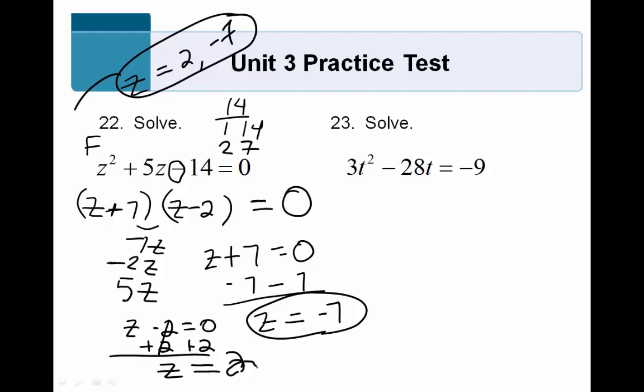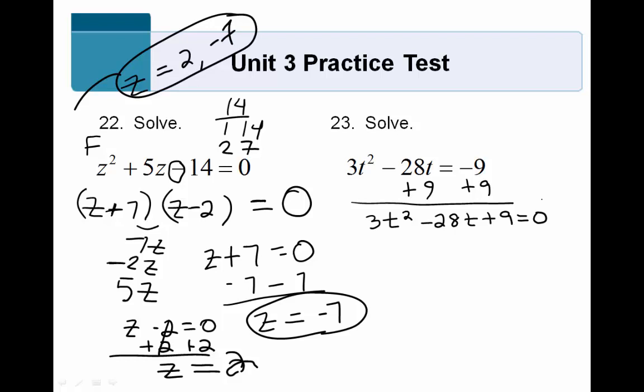Okay. Now this next problem, number 23, it's not in standard form, so I need to move everything to the left-hand side before I can factor it. So this negative 9 needs to move to the left, so I need to add 9 to both sides to move it to the other side. So then I'll have 3t squared minus 28t plus 9 equals 0. Then I can factor it.